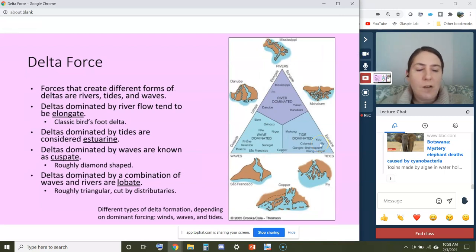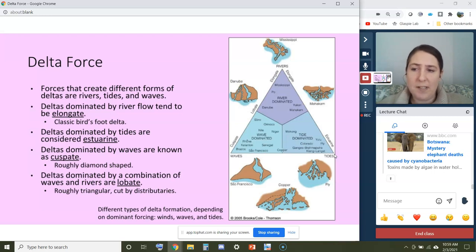Alrighty, so let's talk a little bit more about how deltas get their shape. There are three different forces that create different forms of deltas, and these are shown in this triangle here. We have waves, rivers, and tides. Depending on the dominance of the forces in whatever coastal region you're looking at, if it's wave dominated or river dominated or tide dominated, you might get a different type of delta form.